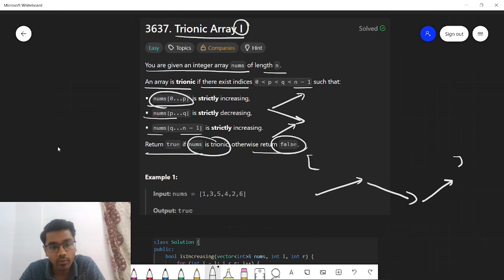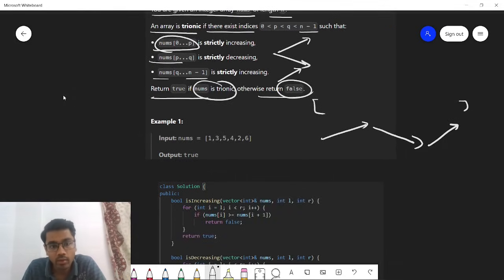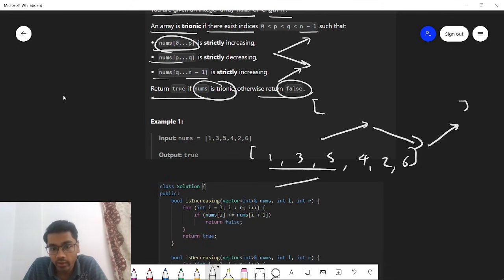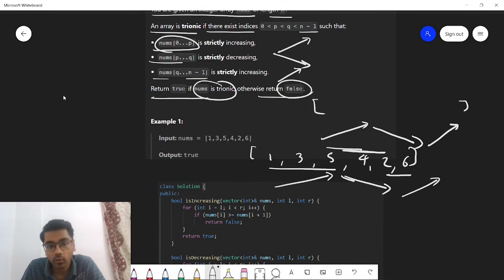Let us see the first example, which is 1 3 5 4 2 6. You can see 1 3 5 is strictly increasing. From 5 4 2 it is strictly decreasing, and from 2 to 6 it is again strictly increasing. So it is strictly increasing, then strictly decreasing, and then again strictly increasing. It fulfills the property of a trionic array, so we are returning true.